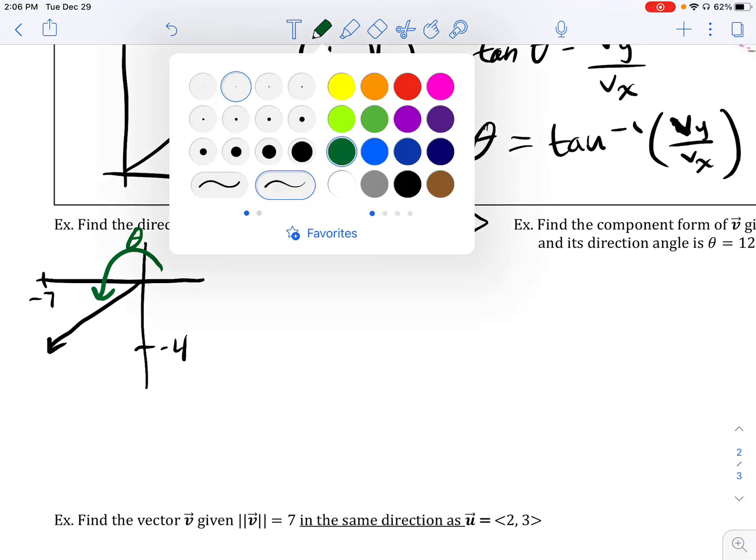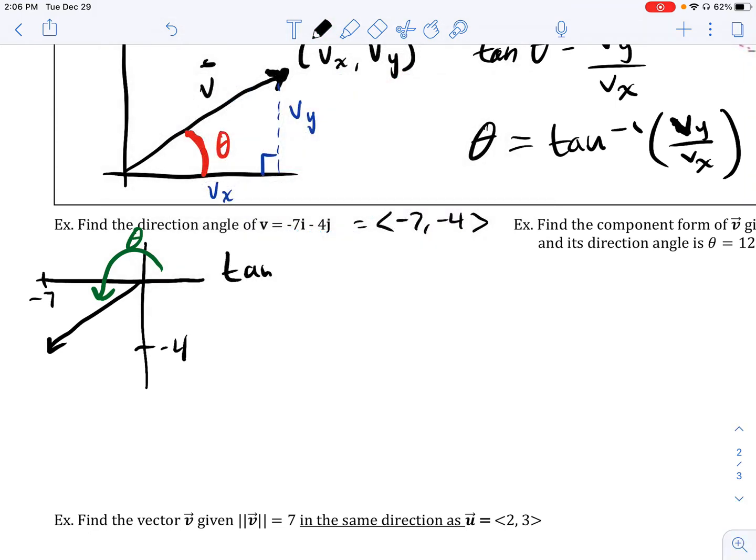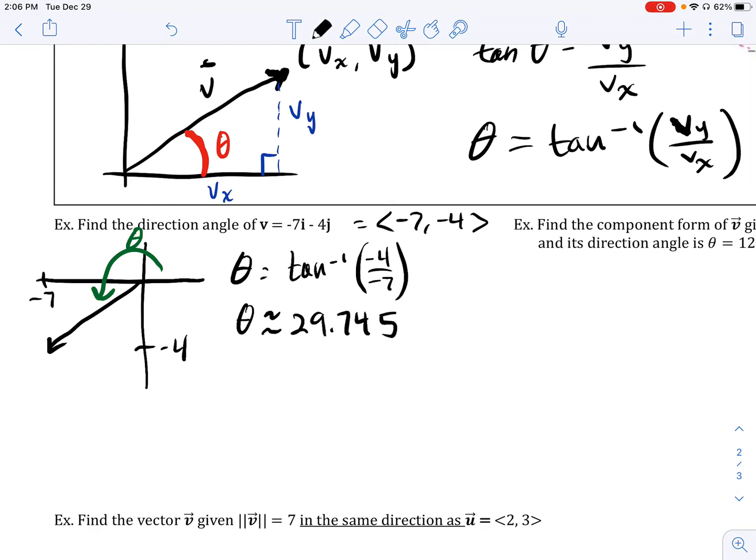Well, we would find the arc tangent. Let me actually do this from scratch. We'd say theta is equal to the arc tangent of -4 over -7, or the same thing as positive 4 over 7. And when we find theta here, theta would then give us, let me do an approximate symbol, approximately 29.745.